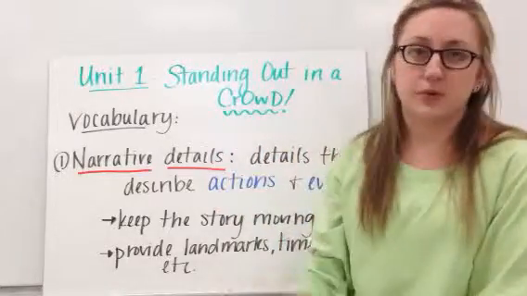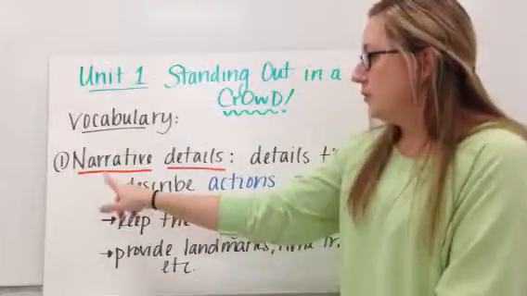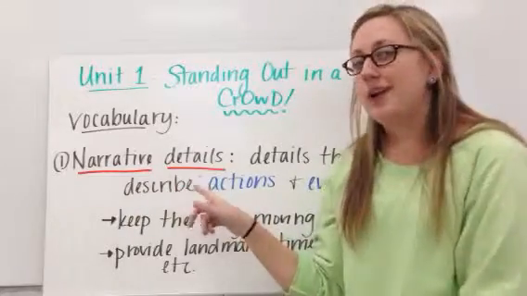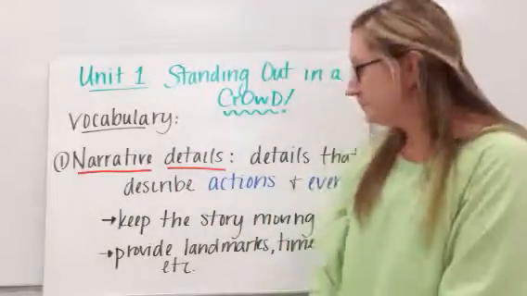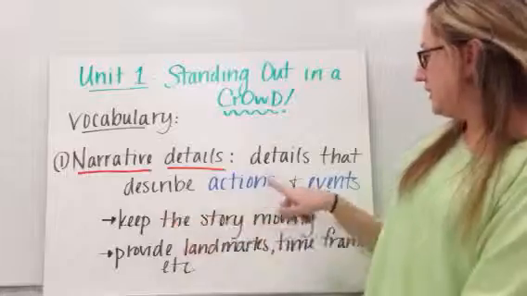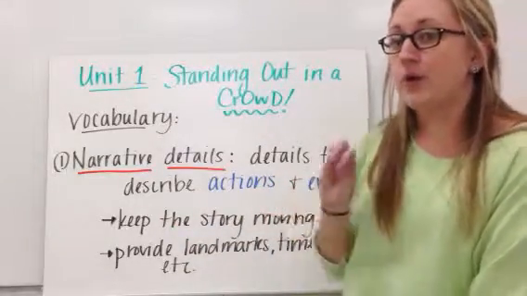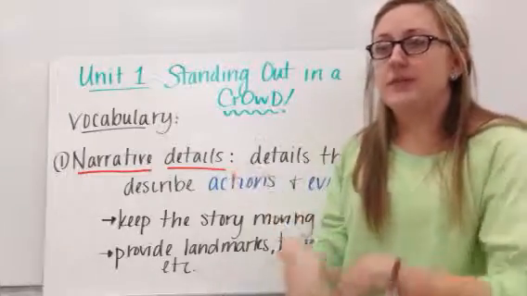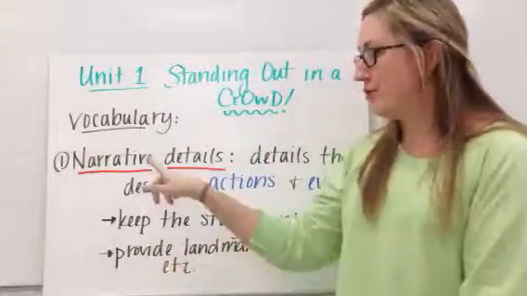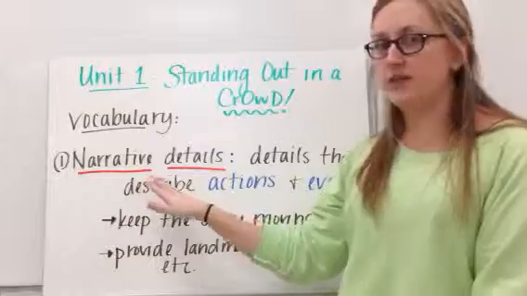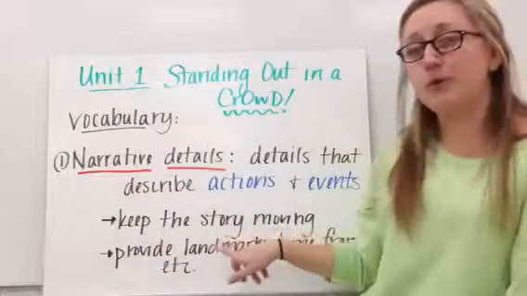We have 3 terms that we're going to be focusing on. The first one is narrative details. A narrative is basically just a story. So narrative details are details that describe actions and events. If something is happening or if it takes place at a certain venue, those are narrative details. The narrative details are going to keep the story moving.